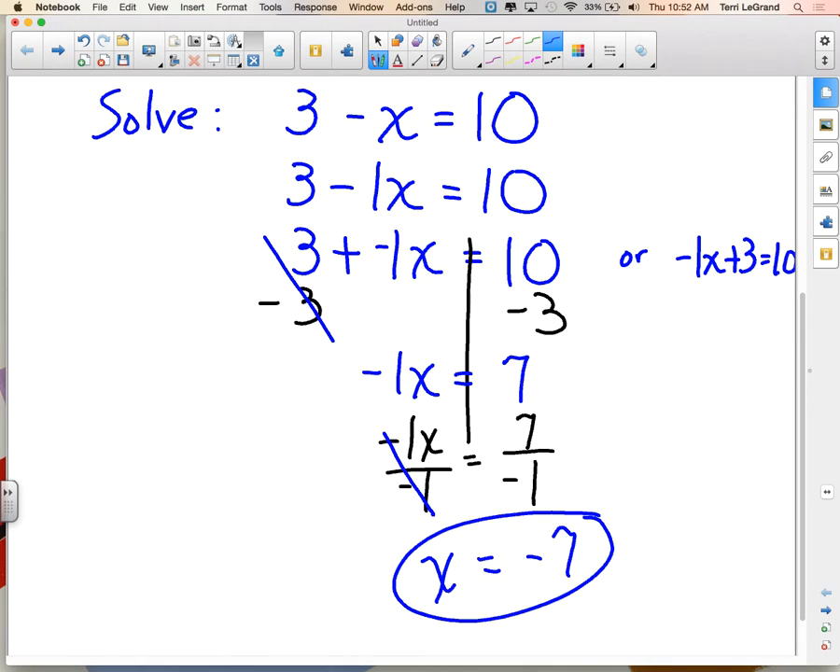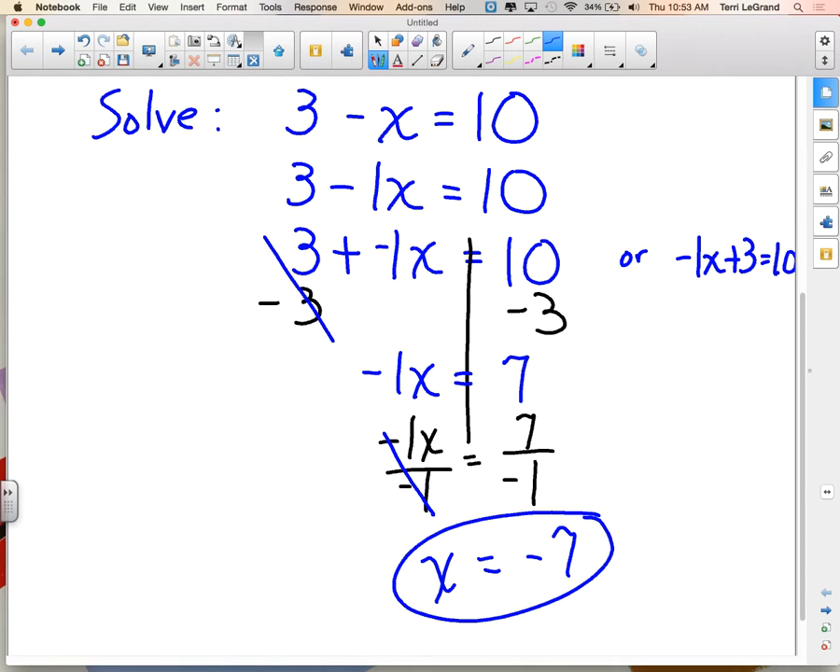What's 3 take away a negative 7? Kind of tricky, isn't it? Let's change it to add the opposite. Add, what's the opposite of negative 7? Positive 7. What's 3 plus positive 7? 10. Does it check out? Yeah.